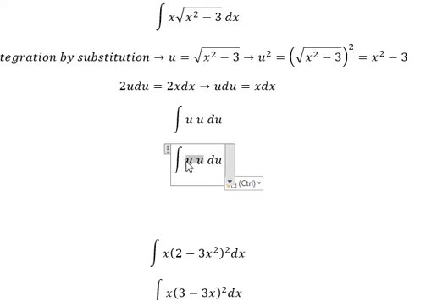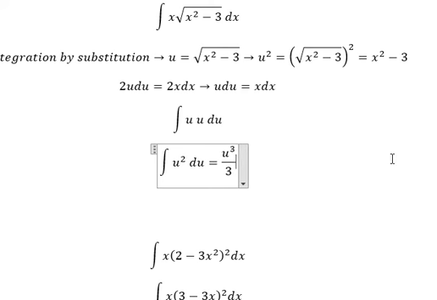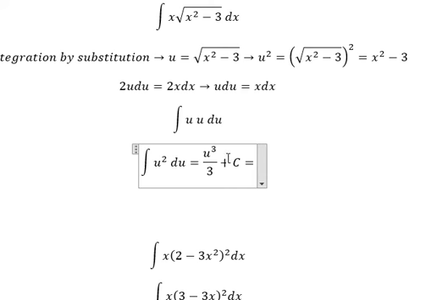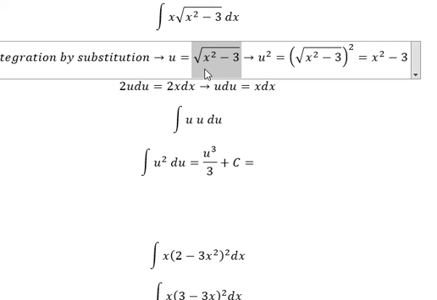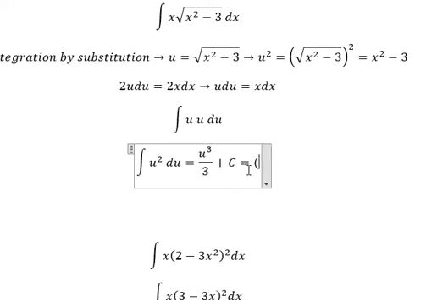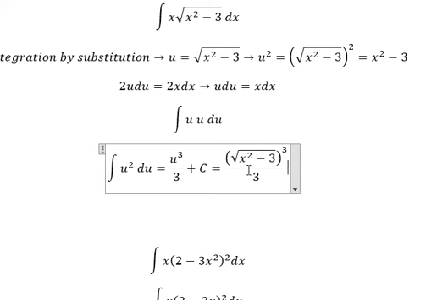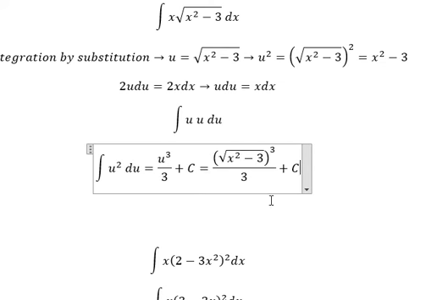This one we got u squared. The integral of u squared, you get u to the power of 3 over 3 plus c. About u, that's this one. And this is the final answer.